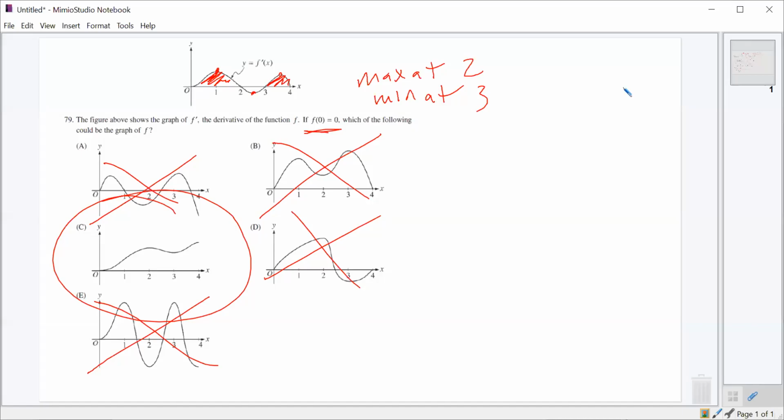So we eliminated A, B, and E by the max at 2 and the min at 3, based on the sign change of the derivative. And then we eliminated D because we needed to have points of inflection at 1, 2.5, and 3.5. Did I answer your question there, Yaya, about that? Did that make sense? Why I would be hesitant to do that?